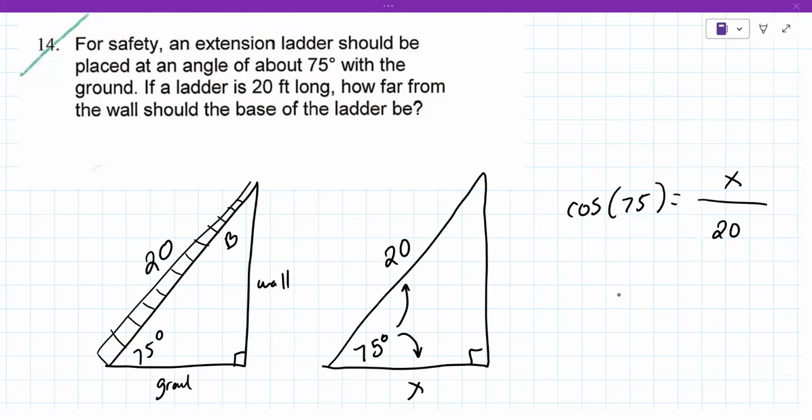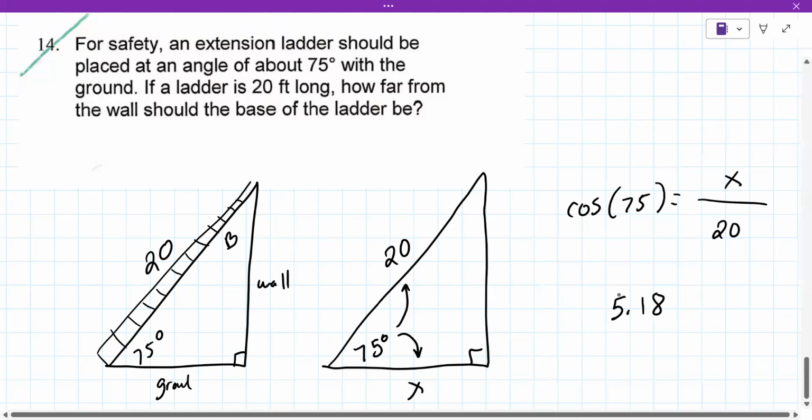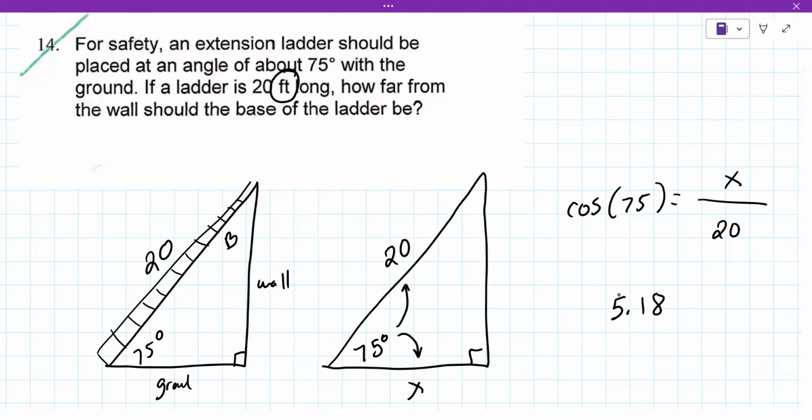5.17. Very good. Maybe 5.18 for rounding. Now, what are the units here? You don't say, oh, it's 5.18. You always give it a unit. 5.18 feet. Very good. All right. Good job on that.